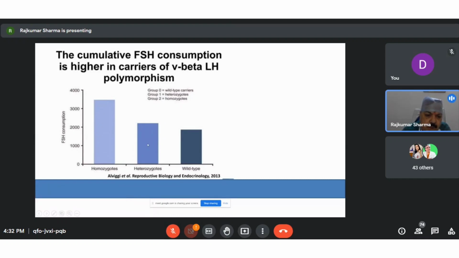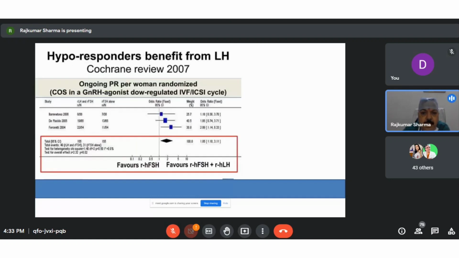You see their antral count is okay, their AMH is all right. They respond very well up to day 5 to day 10, and then they stop growing. And these are the patients, if you keep them only on FSH, you require a higher dose of FSH, more number of days of FSH, and poor quality of oocytes. But if you add LH at that time, you find your requirement will be less, the number of days will be less, and the quality will be good. So these hyper-responders would benefit, as per this Cochrane review, by adding recombinant LH to them after say day 7 to 8.